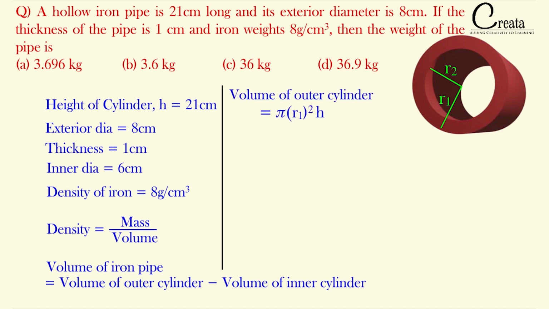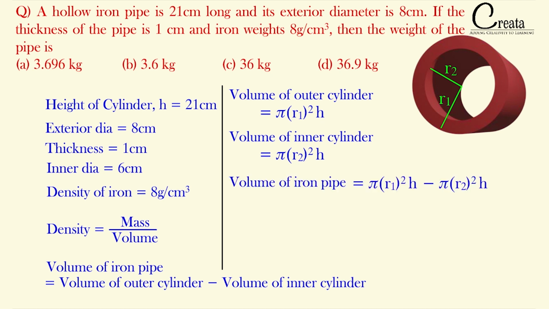Here R1 is the radius of the outer cylinder and h is the height of the cylinder. Further, the volume of the inner cylinder will be equal to pi R2 square h. Here height in both of the cylinders will be the same and R2 is the radius of the inner cylinder. So let's take pi and h as common. We got pi h times R1 square minus R2 square.